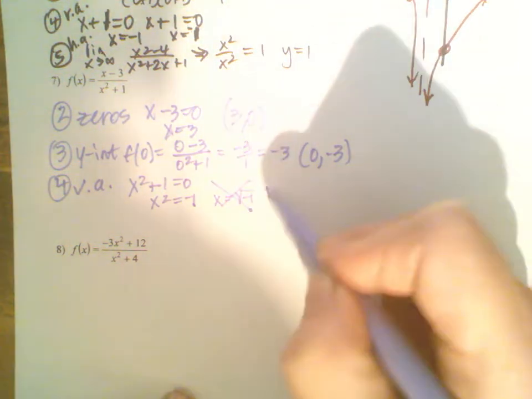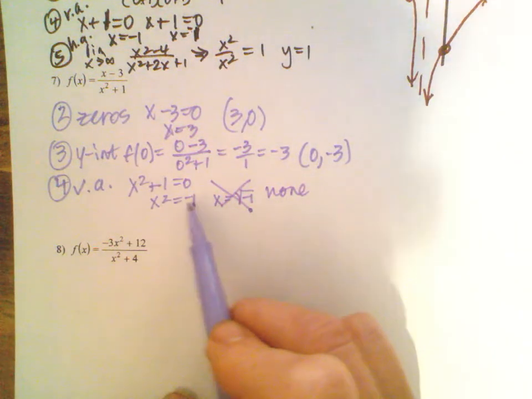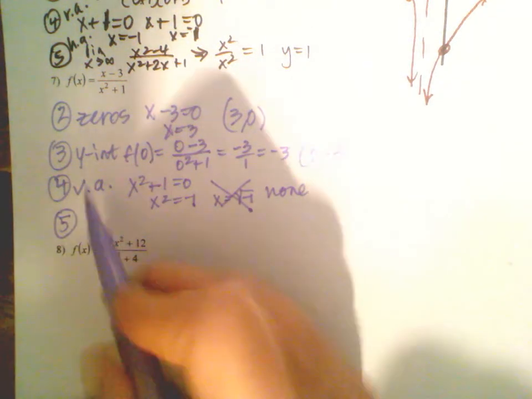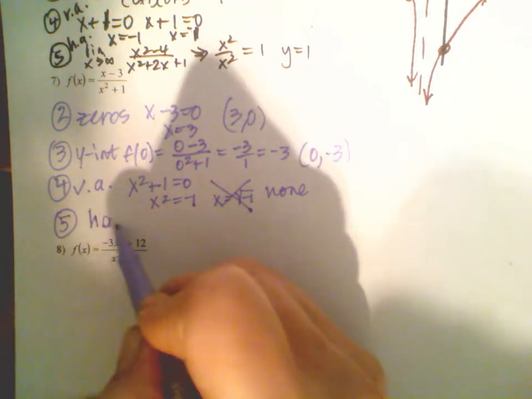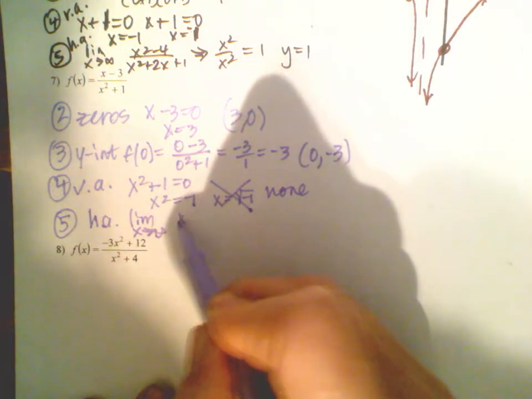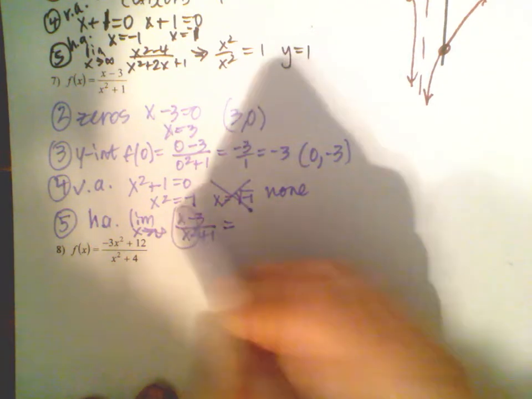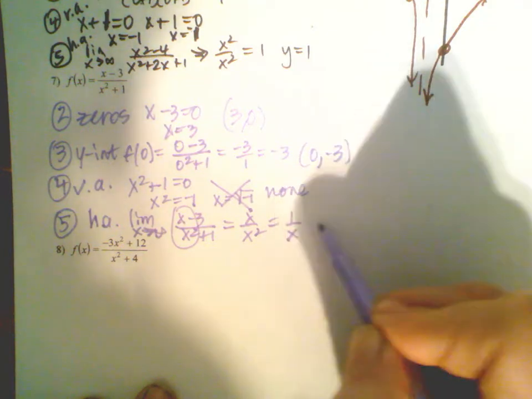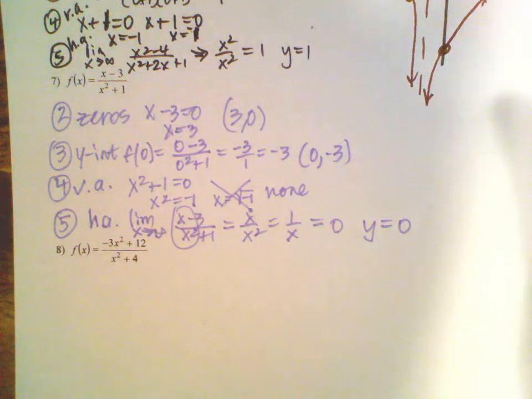I don't have a vertical asymptote. So even if you miss it initially, once you start to try and find it, it will show up for you. Okay, and then lastly, I have my horizontal asymptote, which is my limit as x approaches infinity of x minus 3 over x squared plus 1. I'm going to take the lead terms, x over x squared. That leaves me with 1 over x, bottom heavy, equals 0. So y equals 0 is my horizontal asymptote.